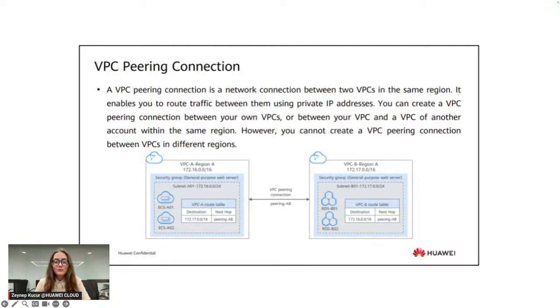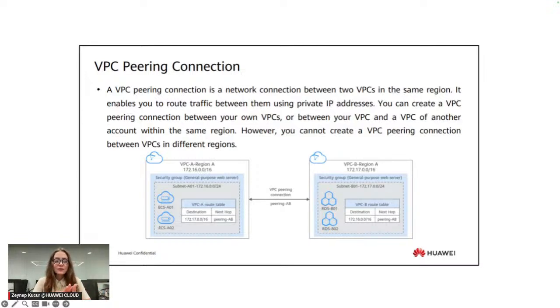two VPCs within the same region. So they communicate using private IP addresses. This means your VPCs can talk to each other securely without going through the public internet. So you don't have to open your resources to the public internet for resources in different VPCs to talk to each other. You can set up peering between your own VPCs or between your VPC and another account's VPC, but only if they're in the same region.